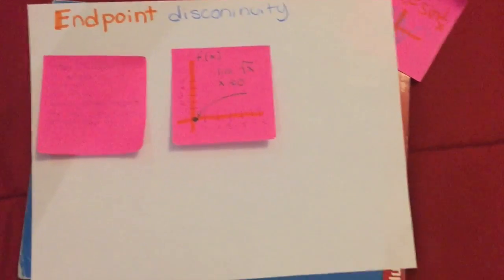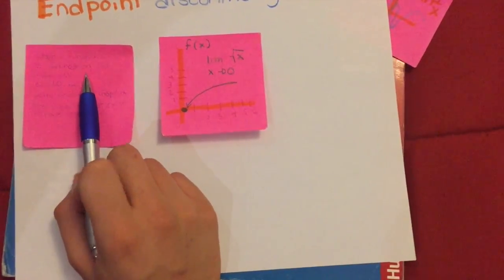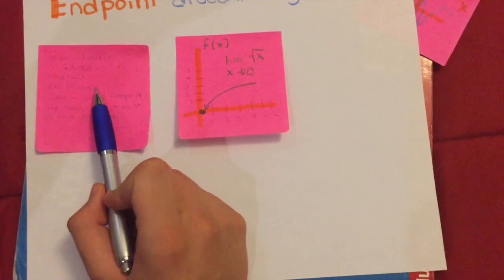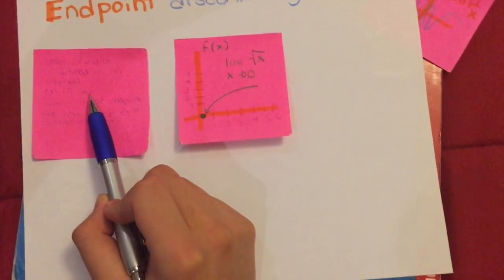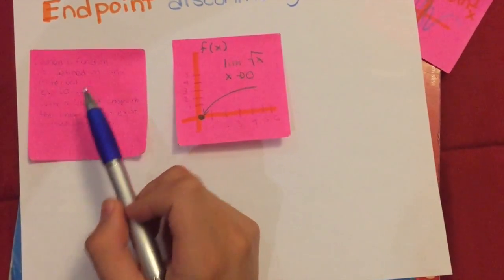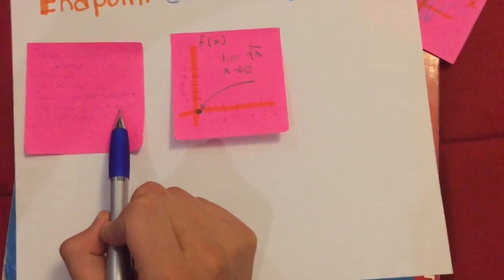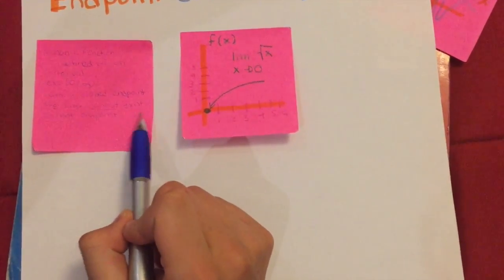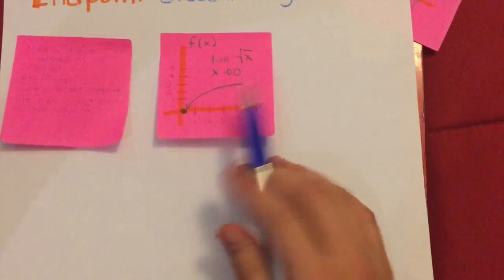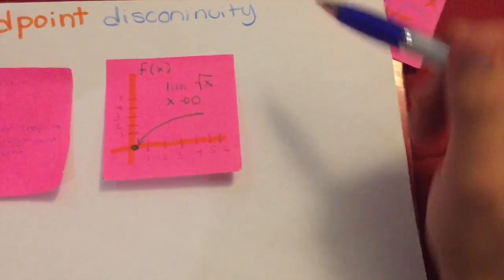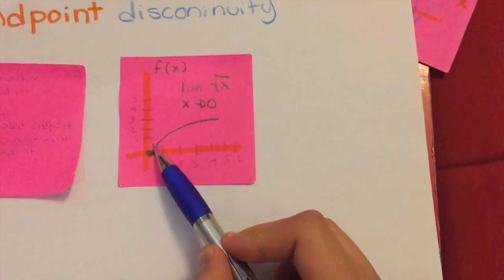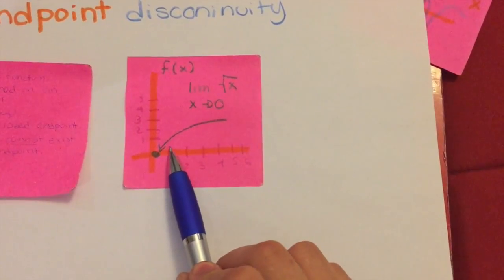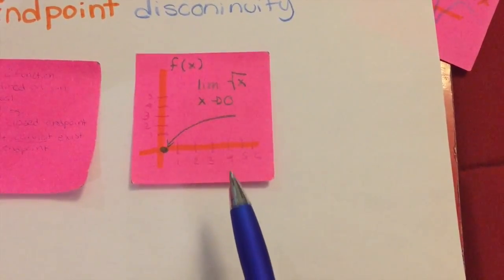In endpoint discontinuities, we have a function which is defined on an interval with a closed endpoint. For example, here 0, positive infinite, being 0 the closed endpoint. And the limit cannot exist at that specific endpoint. And here we can see that x doesn't approach from both sides, which means that it is discontinuous.